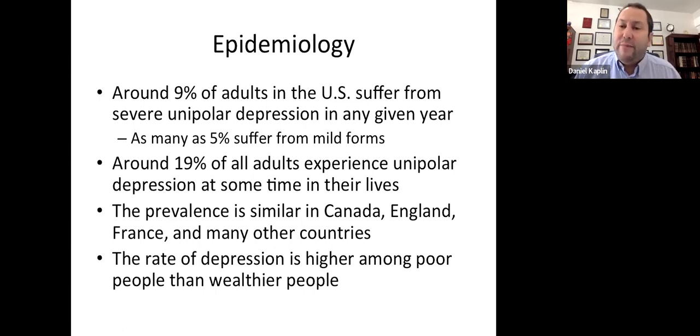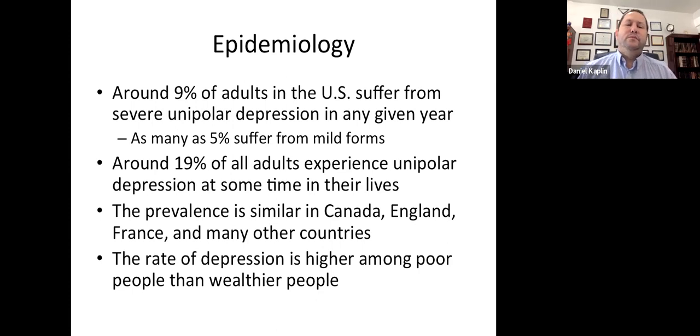And now let's look at the epidemiology. How frequent does it occur? And if we look at different communities, are there any differences? So if we look in the United States, roughly 9% of adults in the United States suffer with unipolar depression. And there's another 5% of people who have milder forms of depression, but might not meet the criteria of a major depressive episode or major depressive disorder.